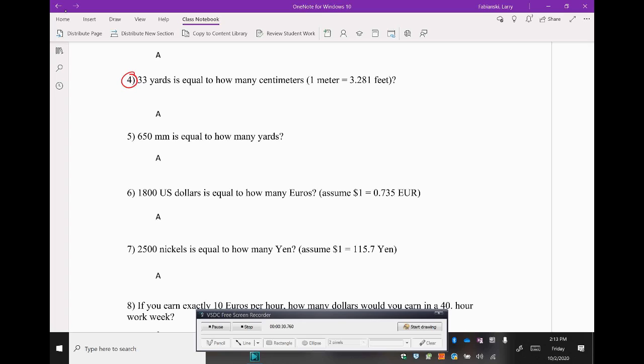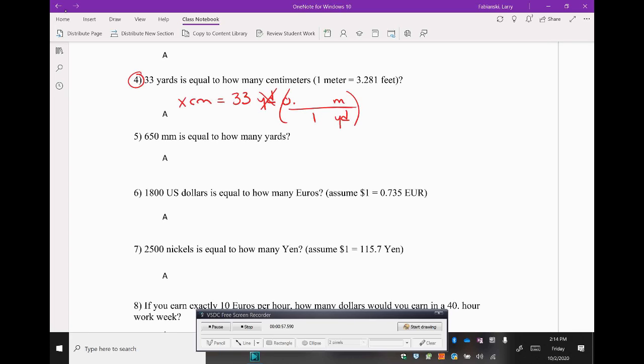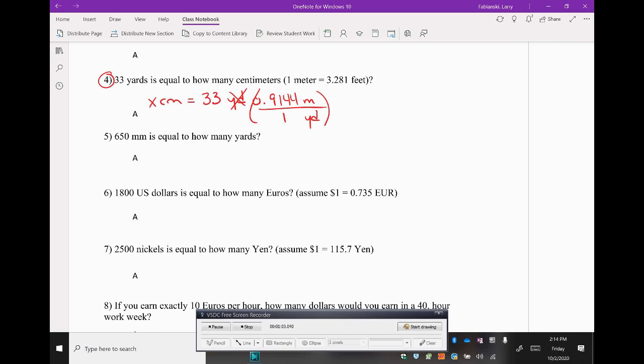Again, what do we want? We want centimeters. X centimeters equals, what do we have? We have 33 yards. All right. Conversion factor. We can go from yards to meters. If yards are on the top here, to cancel, we need to put them on the bottom. And we're going to go to meters. For every 1 yard, we have 0.9144 meters.